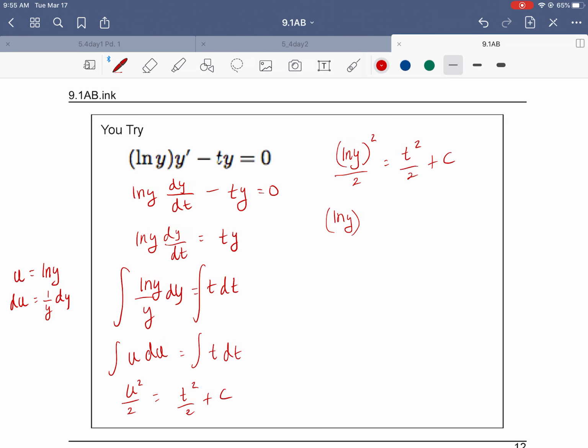So I'm going to multiply by 2. So that is one of the things where the 2 does cancel out the 1/2 on the t squared. You can put it as a 2c or not. That's okay. Then I'm going to square root. Plus or minus. C must be underneath of the square root. And then I'm going to exponentiate. In order to undo an ln, I would have to raise the whole thing to the e with a base e. So y is equal to e to the plus or minus square root of t squared plus c.